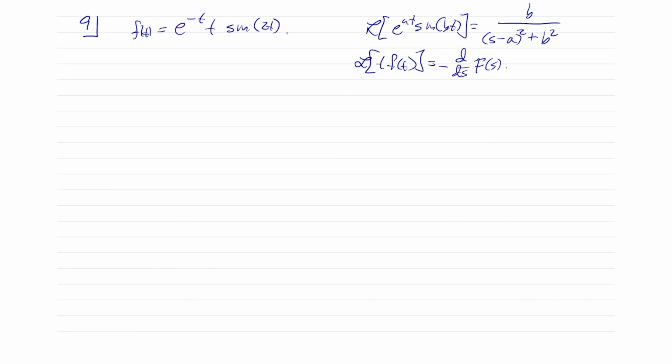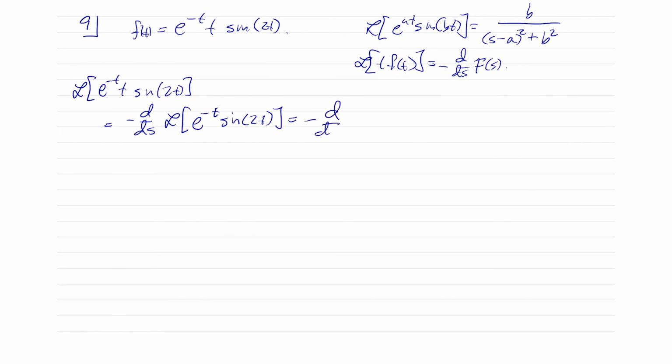Anyway, let's take a look. We have the Laplace transform of e to the minus t sine of 2t, right? Taking that t out tells us that we have minus the derivative with respect to s of the Laplace transform of e to the minus t sine of 2t. And now we just need to take the derivative of that.